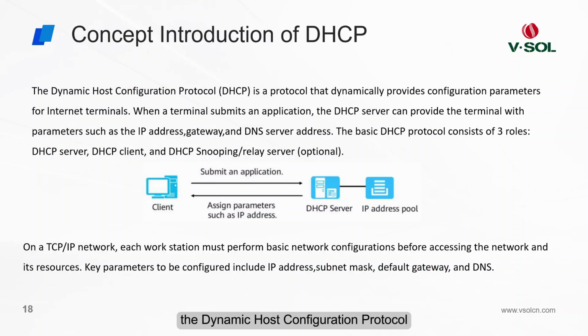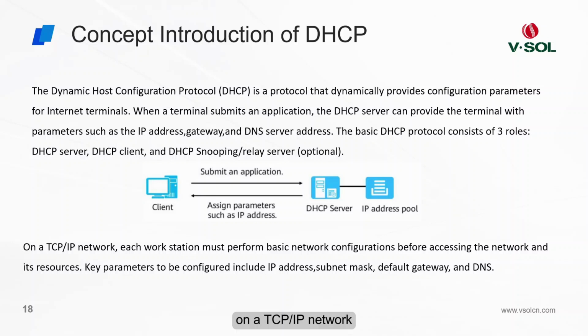The Dynamic Host Configuration Protocol, DHCP, is a protocol that dynamically provides configuration parameters for Internet terminals. When a terminal submits an application, the DHCP server can provide the terminal with parameters such as the IP address, gateway, and DNS server address. The basic DHCP protocol consists of three roles: DHCP server, DHCP client, and DHCP snooping or relay server, which is optional.